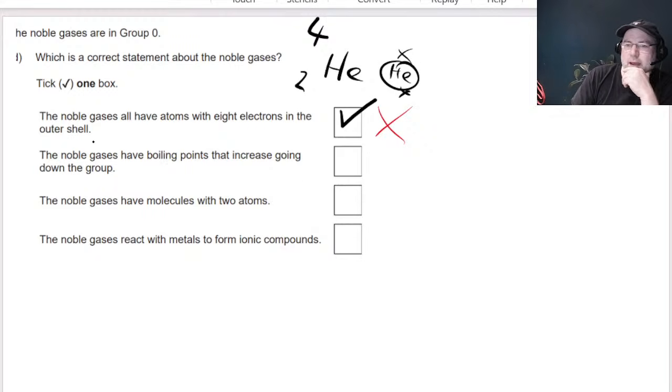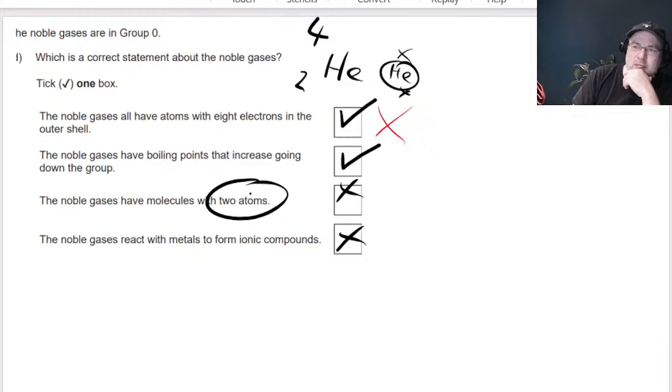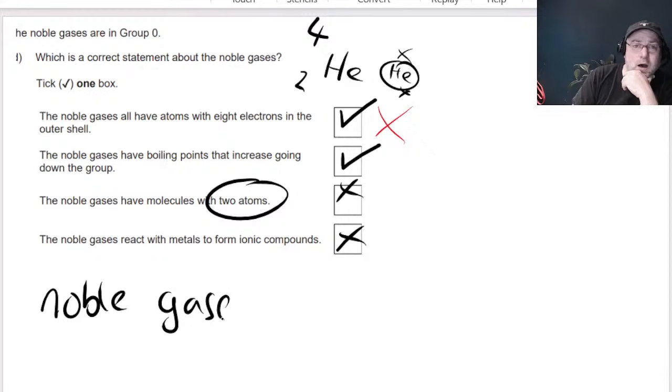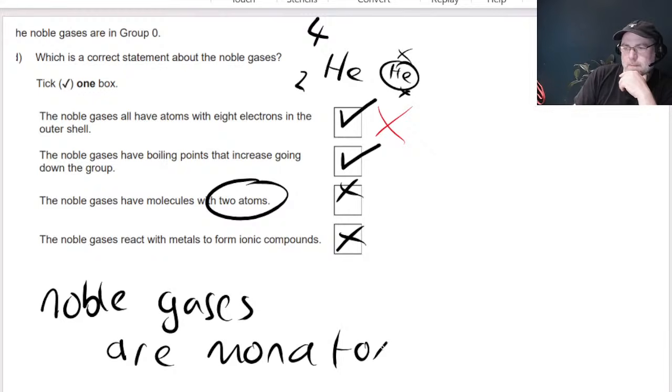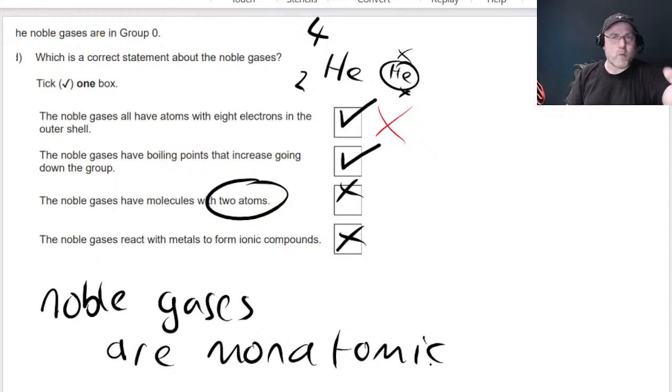All right. The noble gases have boiling points that increase down the group. That is the correct answer. Of course, they are monatomic. So something I didn't mention when I was talking about the noble gases is that noble gases are monatomic. Monatomic means made of 1 atom.